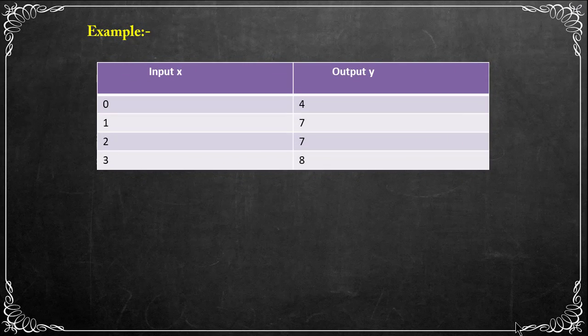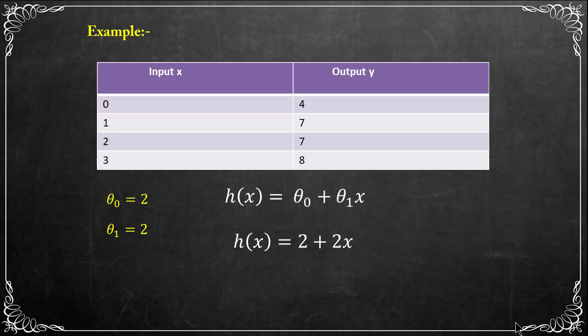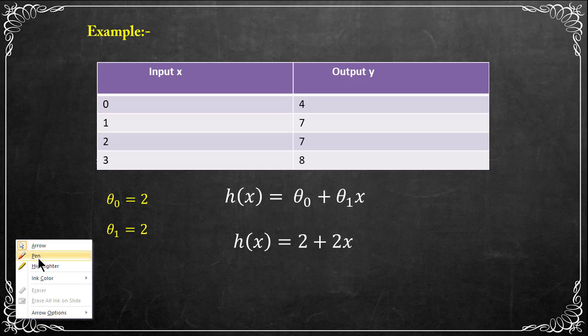Let's say we have an example of input and output. Now let's choose our theta 0 equals 2 and theta 1 also equals 2. Now if we fit this theta 0 and theta 1 into our hypothesis function, we are going to get h of x equals 2 plus 2x. And this is our straight line. So let me choose the pen here.